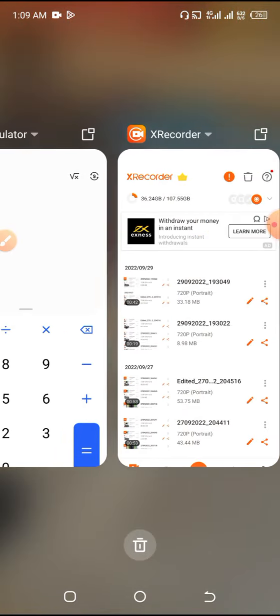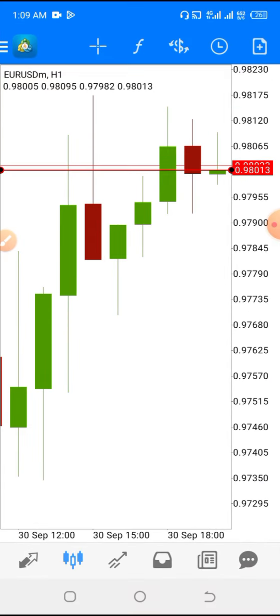You can see I have my calculator there that I'm going to be using. The current price is 0.980113. I'm first going to begin by teaching you how to count pips, how to calculate pips, and how to know how much money you're going to be losing in each lot size that you're going to be using. Also, I'm going to teach you how to take trades and how to set stop loss and take profits, after counting the amount of money you're going to lose.